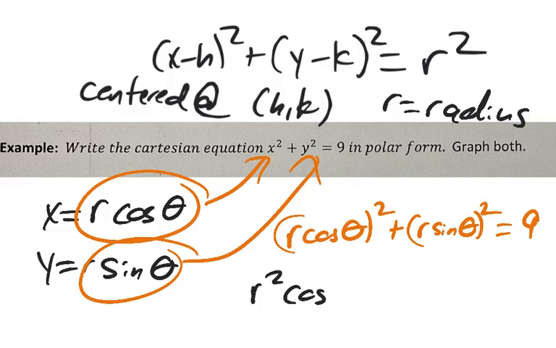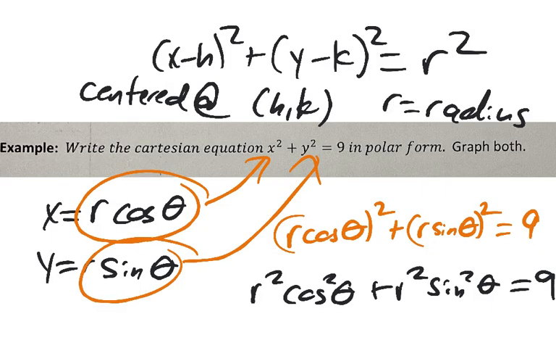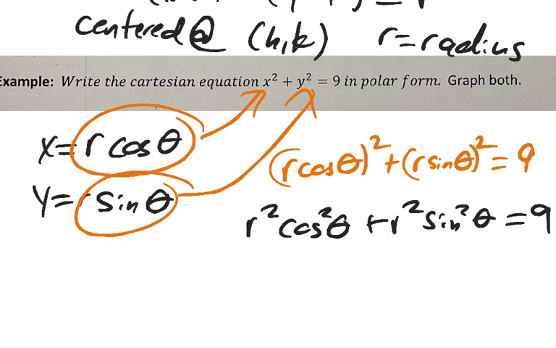So r squared cosine squared plus r squared sine squared equals 9. But be careful: when I squared it, I got to square everything inside the parentheses. So square the r, square the trig function. What about theta? No, theta is what I'm taking the sine of, so I just square that term. I square sine, I square r. Theta is not its own entity. It's a sidekick of sine. I always used to say sine and cosine are holding theta hostage. It's stuck in there. The only way to get it out is to take an inverse.